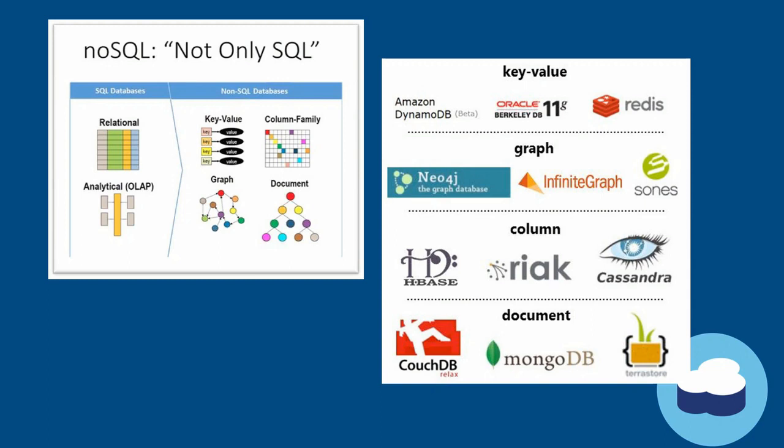Here we have various options available. In document-oriented, we have CouchDB, which is the foundation of Cloudant, MongoDB, Terrastore, and others. In column-oriented databases, we have HBase, the foundation of Hadoop, and Cassandra, which is being used by Facebook. In graph databases, Neo4j, Infinite Graph, and so on. The key-value databases include Amazon DynamoDB, which was the first NoSQL database, Redis, Oracle 11g, and so on.